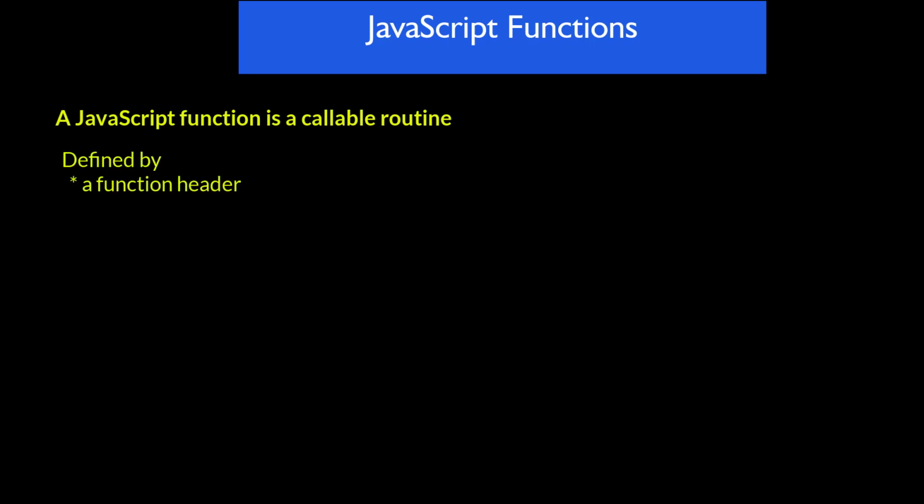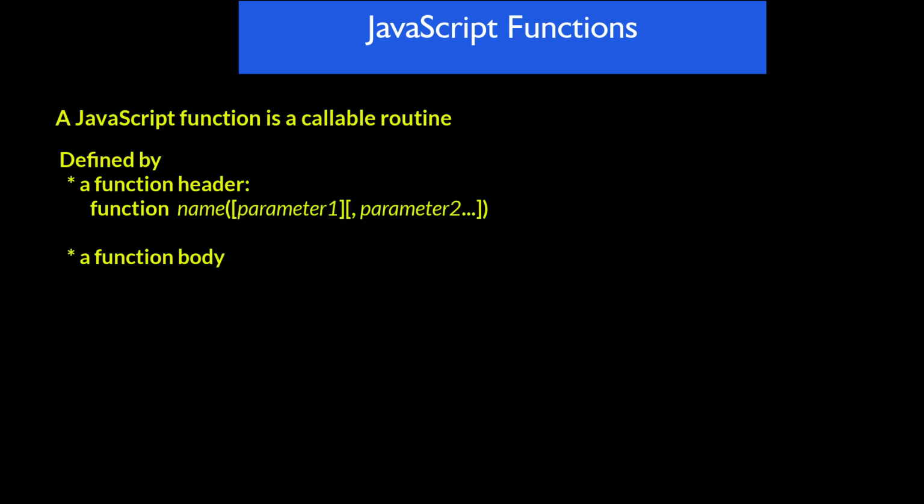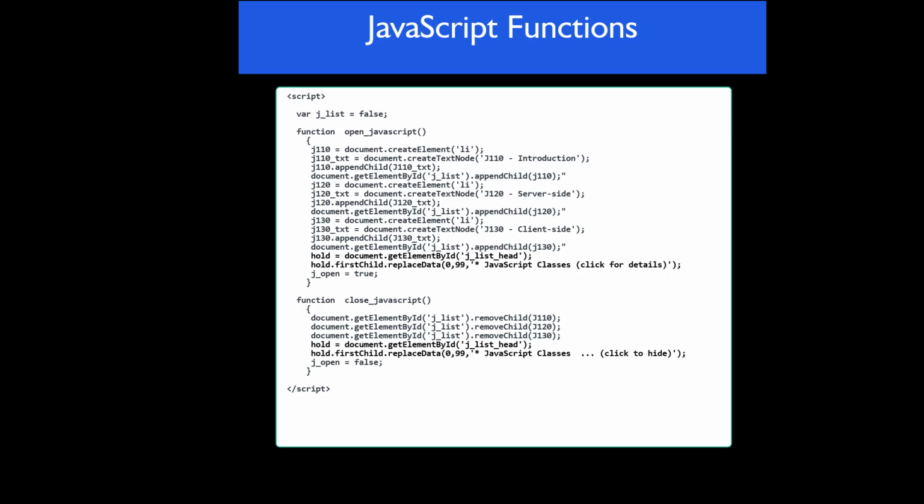A function is defined by a function header and a function body. A function header is the word function, followed by the name of the function, followed by a pair of parentheses containing an optional list of parameters separated by commas. A function body is the lines of code that implement the function enclosed in braces. In the examples in this video, we will not need to pass parameters. How to pass and handle parameters and functions will be discussed later. A function definition is usually placed in a script element. For example, we might expand our existing script element by adding two functions like this.